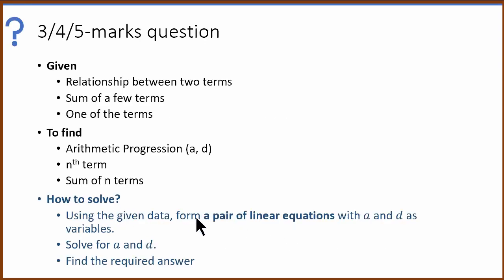To solve this, we have to form a pair of linear equations. So you pick any of the 2, right? For example, if you are given a relationship between 2 terms, you get one equation with a and d as variables. If you've been given a sum of a few terms, using that also, you can find an equation with a and d as variables. So you find 2 such equations, and then you solve for a and d. Once you solve for a and d, you get the answer. So this is how you solve the problem.